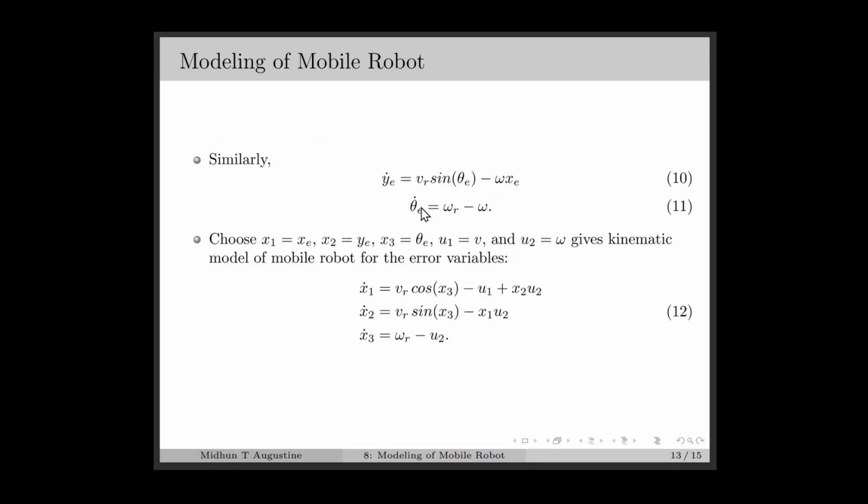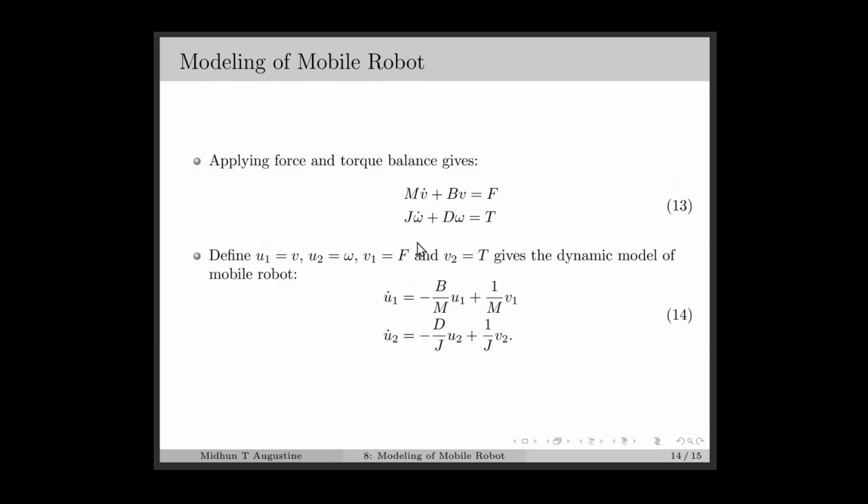Then choosing the state variables as x1 equal to XE, x2 equal to YE, and x3 equal to theta E, and the control variables u1 equal to V and u2 equal to omega, gives us the kinematic model of the mobile robot for the error variables as in equation 12. In the case of position tracking, we just need to stabilize this model to make x1, x2, and x3 equal to 0, which basically makes XE, YE, and theta E 0.